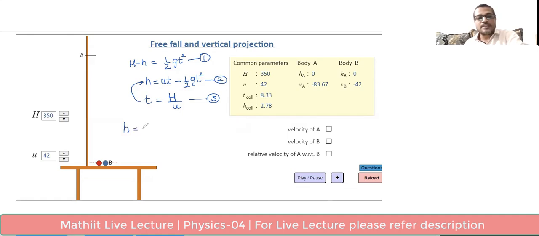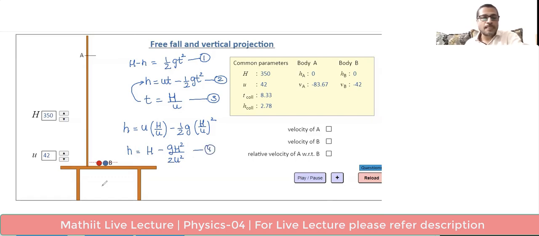Small h is equal to U into T, which will be h by U, minus half G T square, which will be h by U whole square. So when you simplify this, you'll get small h is equal to capital H minus G h square by 2U square. Is it clear up to this equation?